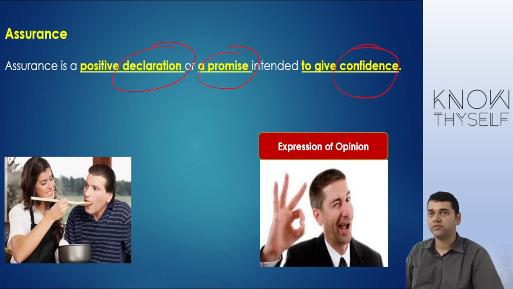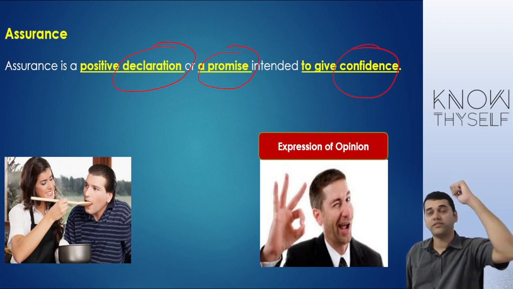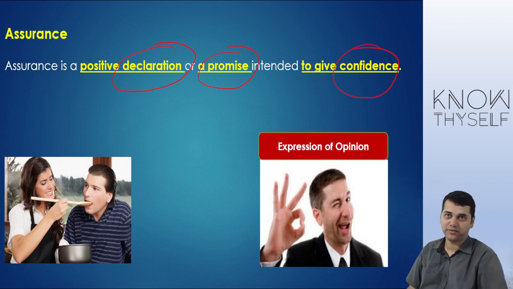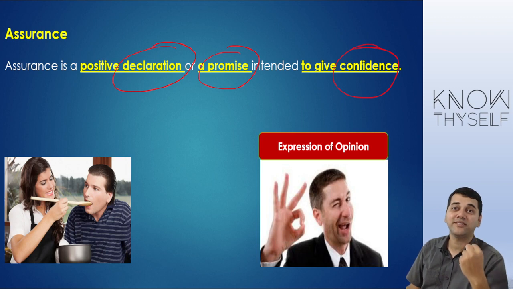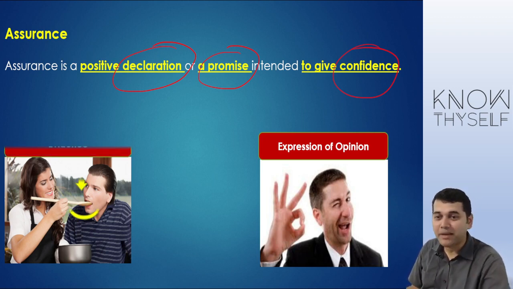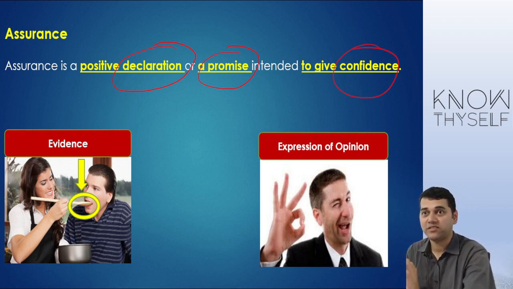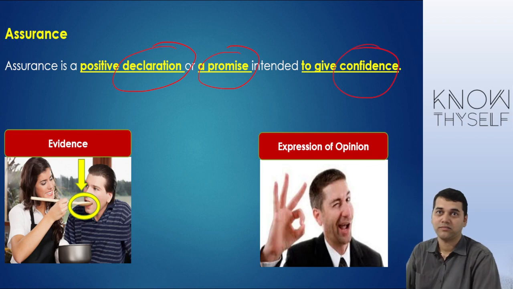Who gives assurance? Who wants assurance? First of all, assurance, who wants assurance? Wife wants assurance. Correct? Who gives assurance? How does he get assurance? So ultimately you see that in this word, evidence gives assurance.